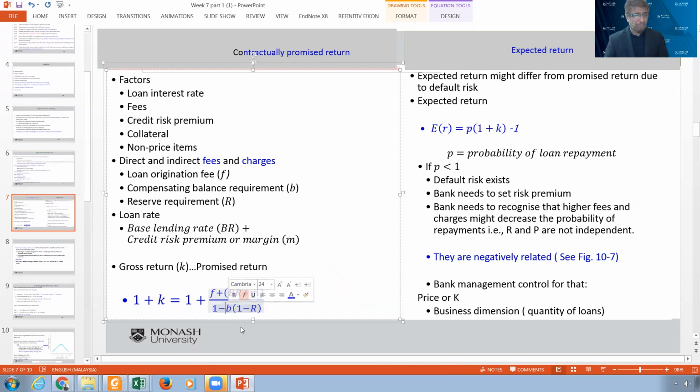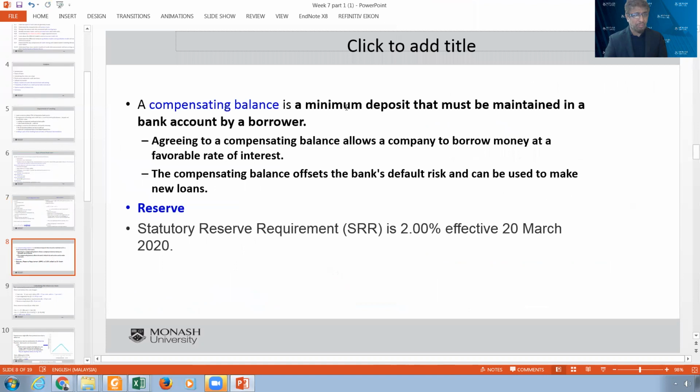Now, this compensation balance may be a new term for you, which I want you to know, and also the R, which is the reserve. Now, let me come to here and tell you what a compensation balance is. It's a minimum deposit that must be maintained in the bank account by the borrower. How does it work? For example, if the bank gives you a 1 million loan, and the compensation balance is 10%, they expect you to deposit 100,000. And that will stay with the bank.